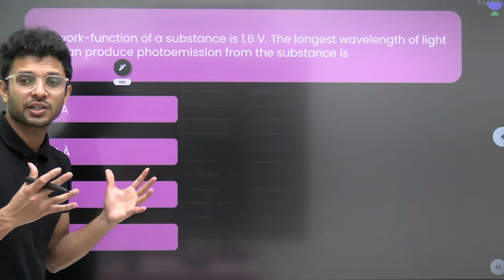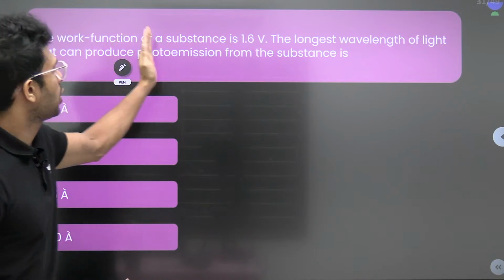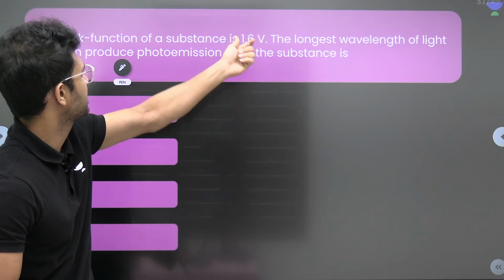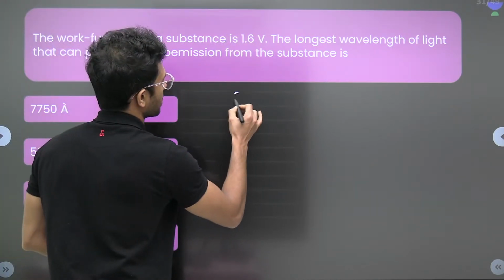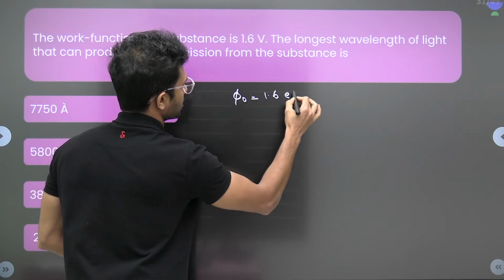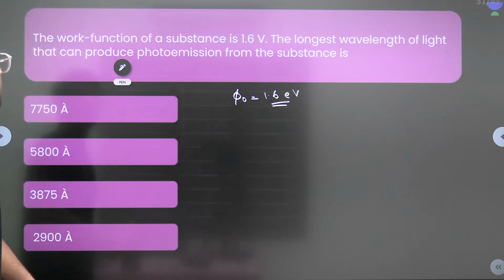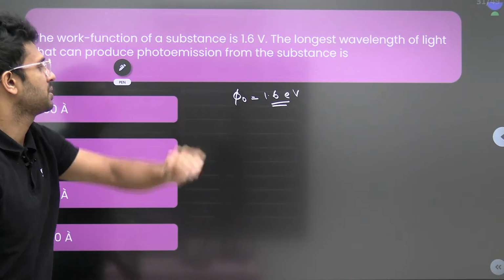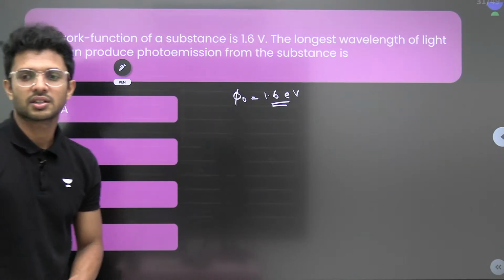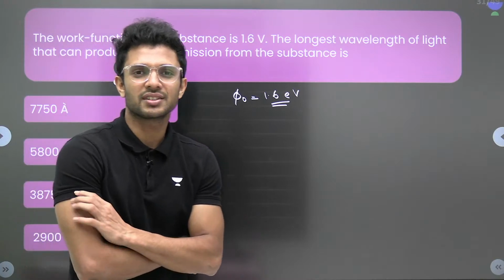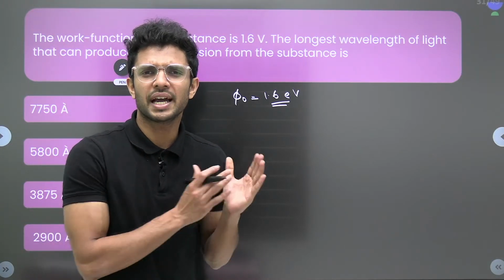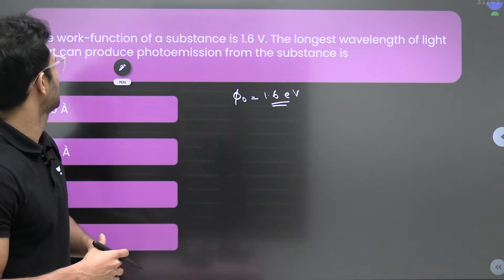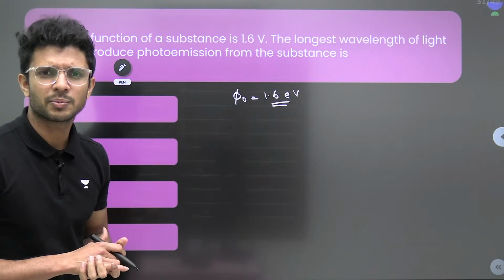How can we explain the concept here? The work function of a substance is 1.6 electron volt. Fine. Okay. The longest wavelength of light that can produce photo emission from the substance is. Sir, how will you do it, sir? What is this longest wavelength concept? You have only thought about that threshold frequency, that minimum frequency required. From where did this maximum or longest wavelength concept come, sir? Can you explain?